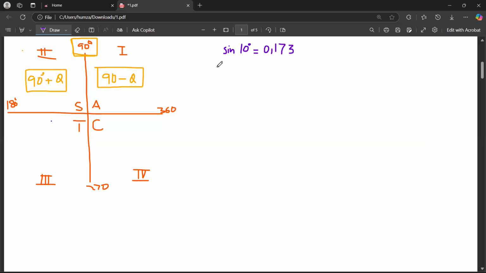Now here's an interesting part. If I give you cos 80 degrees, this is also equal to 0,173. You can double check using your calculator. Therefore, we say that sine 10 is equal to cos 80.